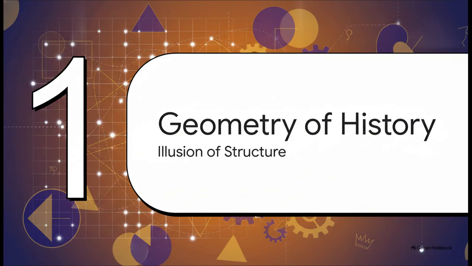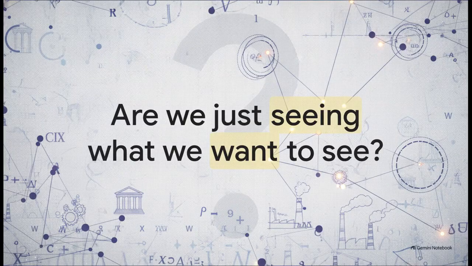So let's jump right into Section 1, the geometry of history, and specifically the illusion of structure. This really gets to our central conflict. Are we just seeing what we want to see? It's a fundamental human flaw to view history as this grand, predictable clockwork full of symmetrical reflections. But the research hits us with a pretty harsh truth here.